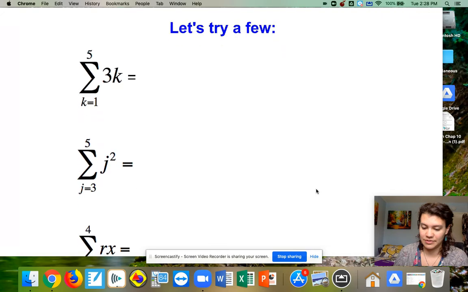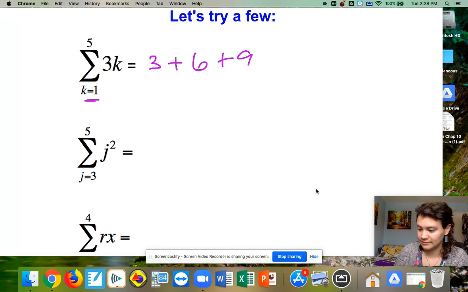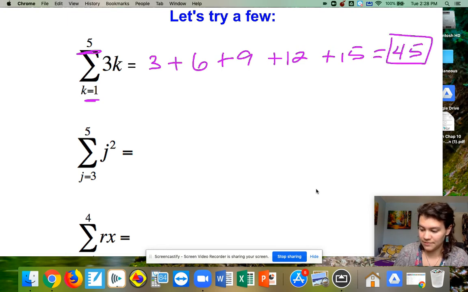So some examples to try. This first one, I'm going to start with 1. So your first term is going to be 3. And you're going to plug in 2, so you get 6. And then 9, and then 12. And the last one you want to plug in is 5, so your last number is 15. Add them all together and you should get 45 as your answer. So underneath this was k equals 1, k equals 2, k equals 3, k equals 4, and k equals 5.